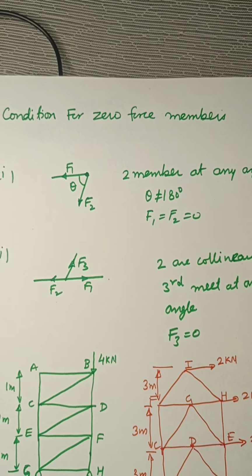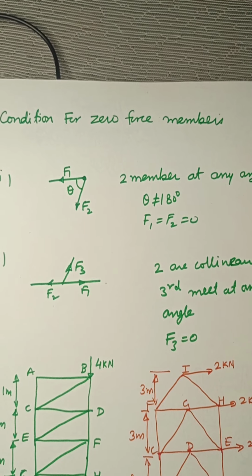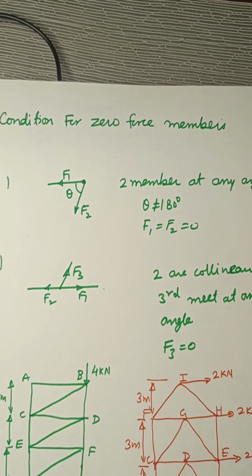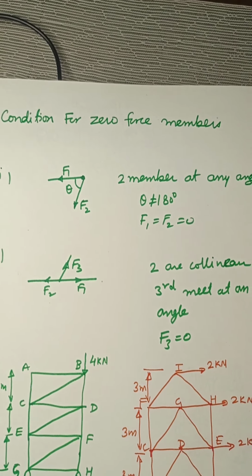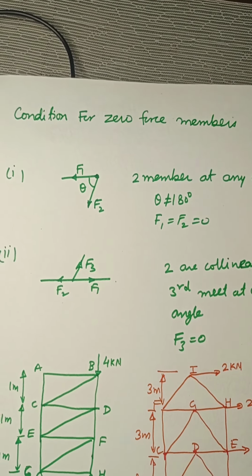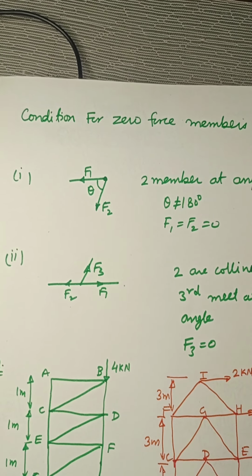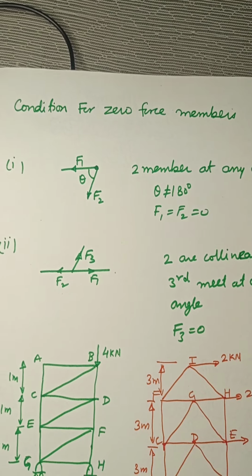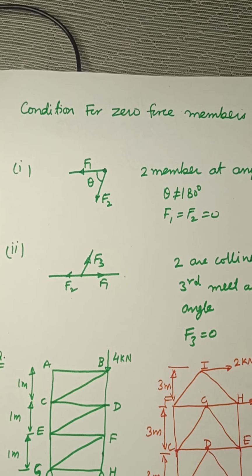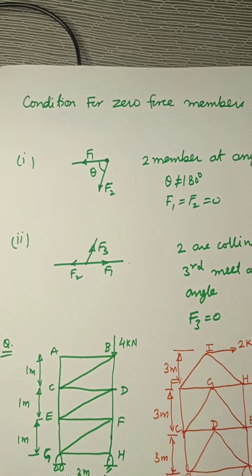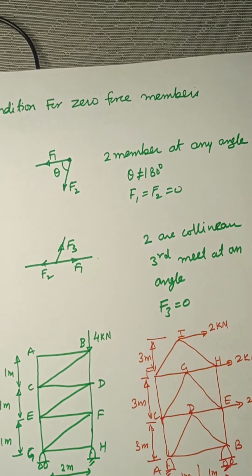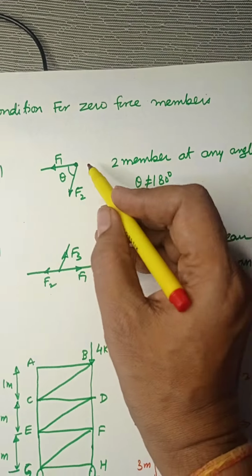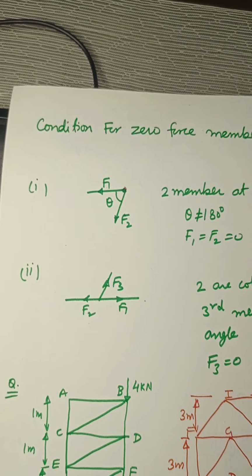Then both of these forces are going to be zero, because you can use Lami's theorem or summation Fx = 0 and summation Fy = 0 to prove that F1 and F2 cannot be anything other than zero. If this joint is in equilibrium, then F1 and F2 both should be zero.